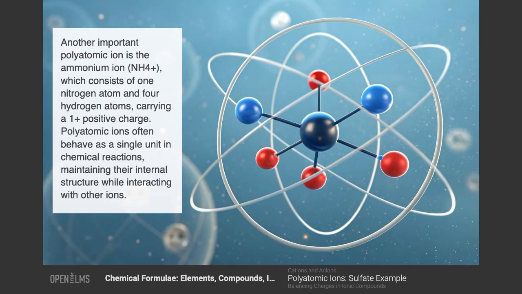Another important polyatomic ion is the ammonium ion, NH4+, which consists of 1 nitrogen atom and 4 hydrogen atoms, carrying a 1+ positive charge. Polyatomic ions often behave as a single unit in chemical reactions, maintaining their internal structure while interacting with other ions.